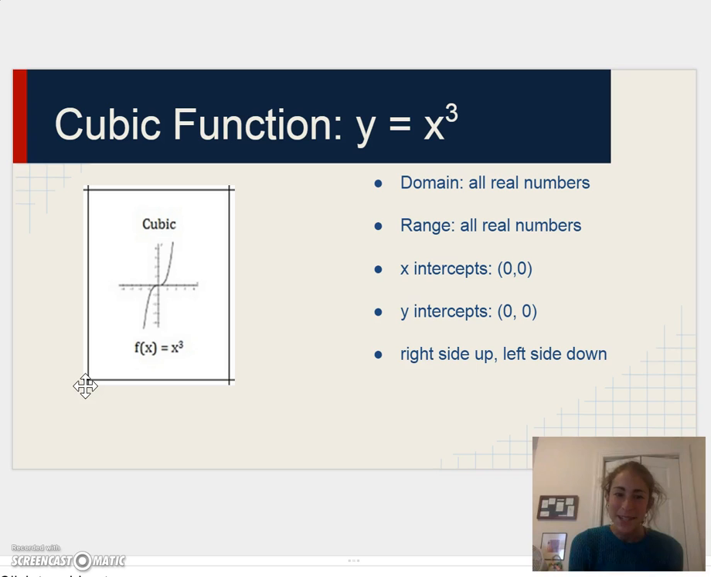So I was watching another teacher present about this, and she said she calls this the disco function, because you sort of have like this as kind of a disco dance move.